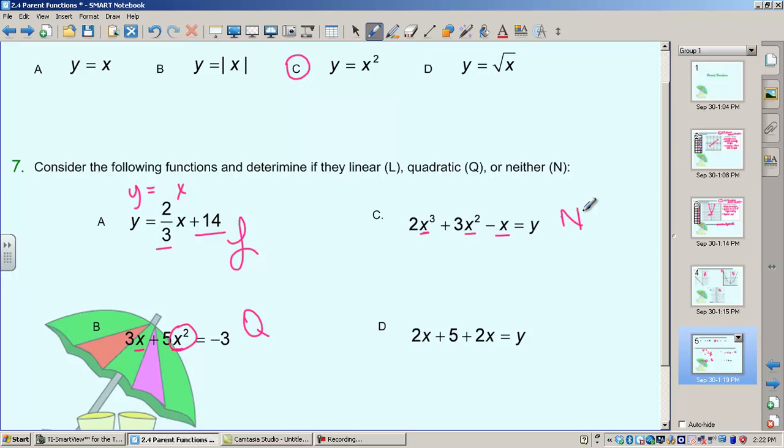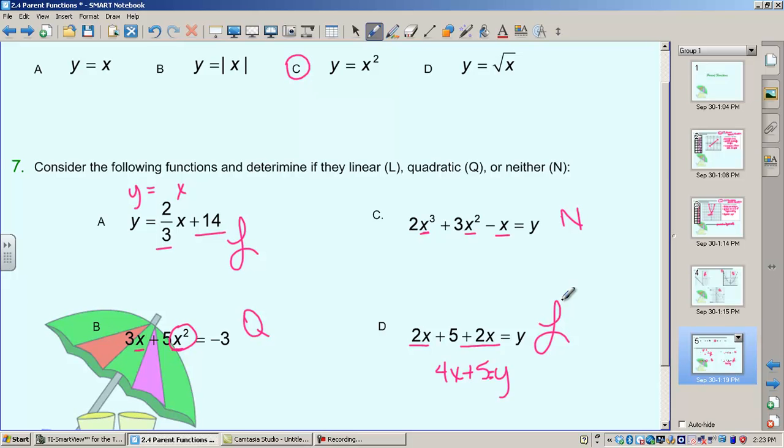Now part D. Part D has 2 x's. It's got a 2x and a 2x, so let's simplify it. Let's put those together. 2x plus 2x is 4x, plus 5 equals y. There's an equal sign there. And so this now is some form of y equals x. It just has a times 4 plus 5, but it is still some form of y equals x, so this one is linear.